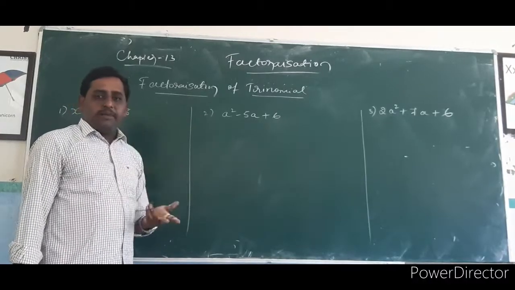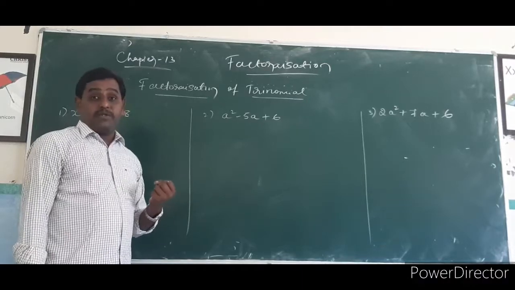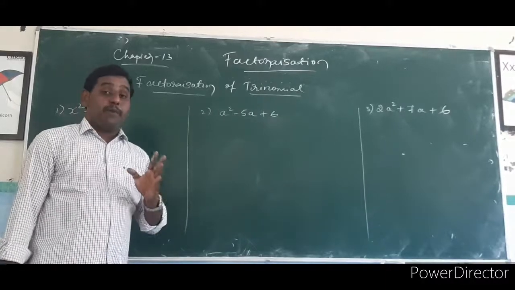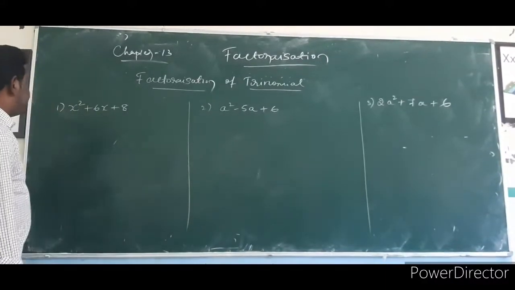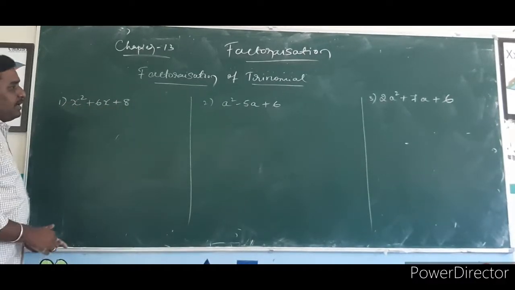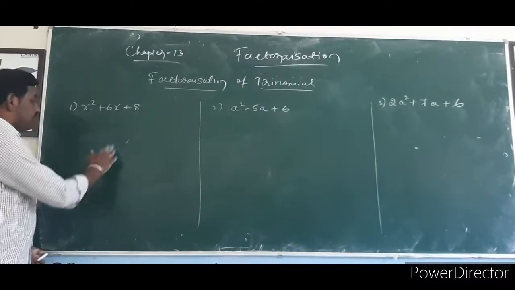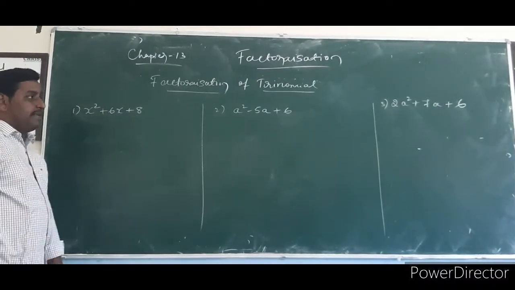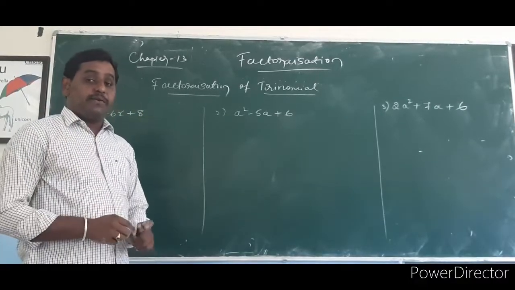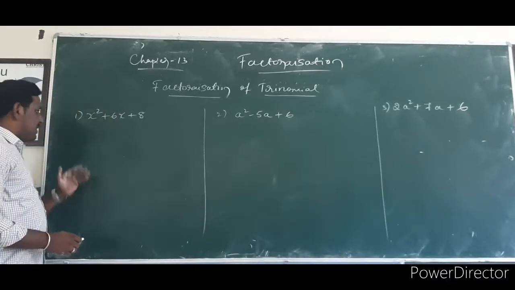Till now we learned binomial factorization, and monomial, taking a common factor outside. So yeah, trinomial is there. How to do this type of problem? Look here: x square plus 6x plus 8. Three terms. Trinomial means what? Three terms. In those three terms, if the degree of the polynomial is equal to 2, then we are going to use these proper steps.